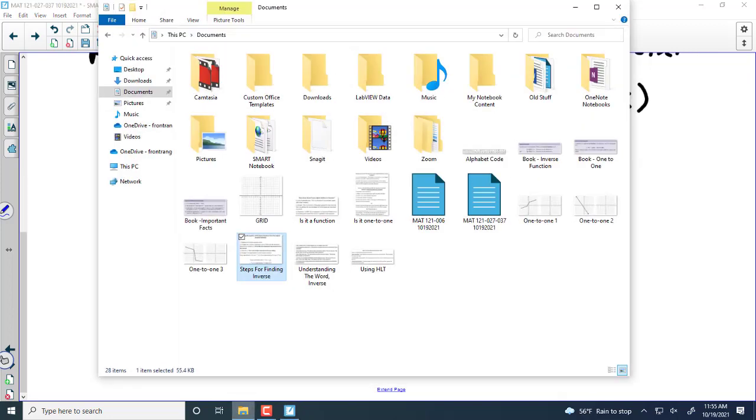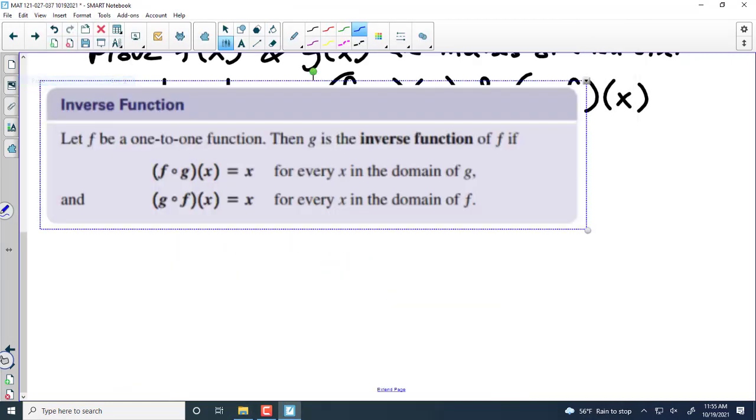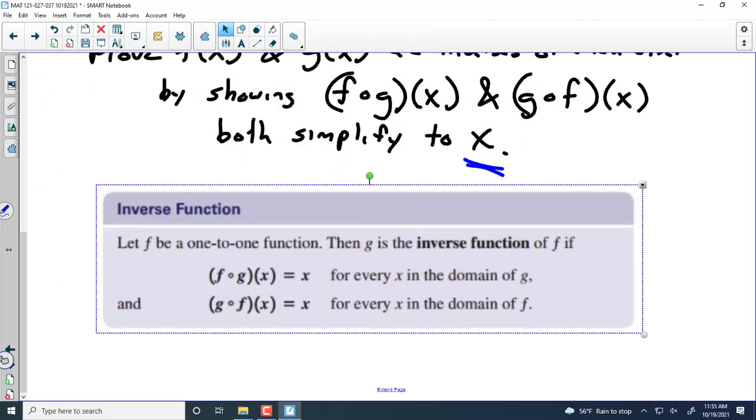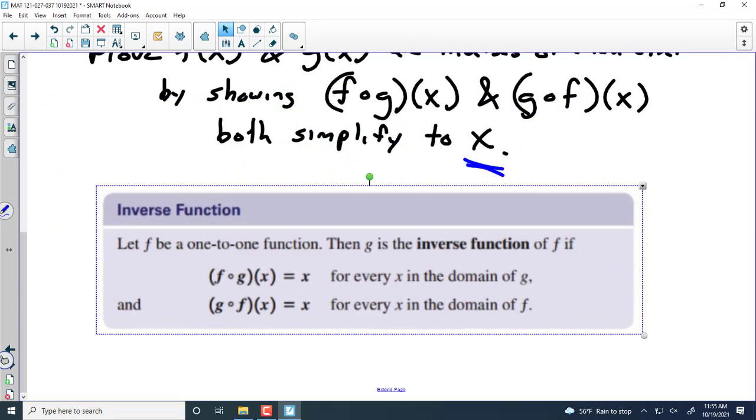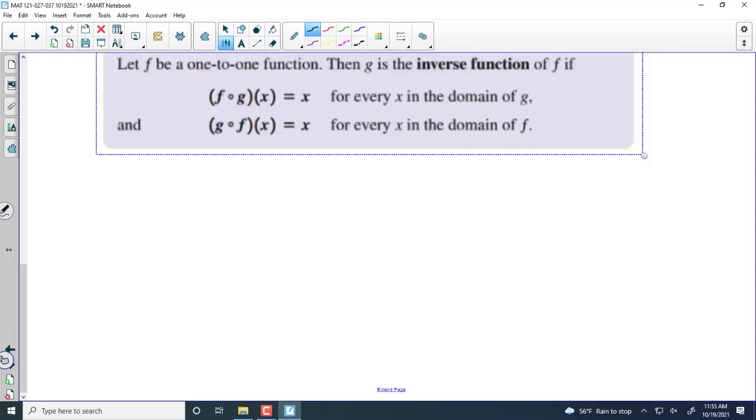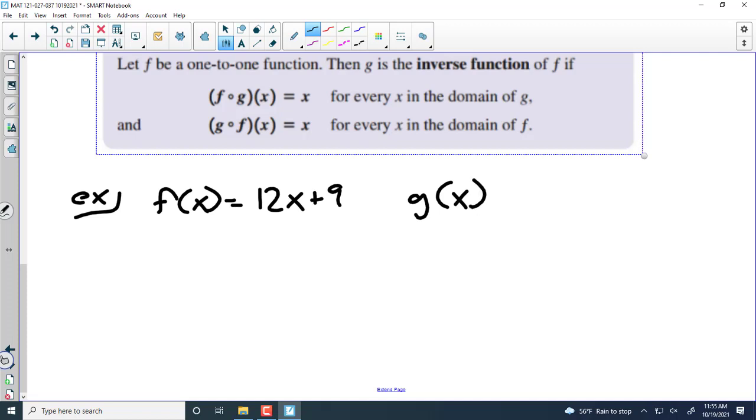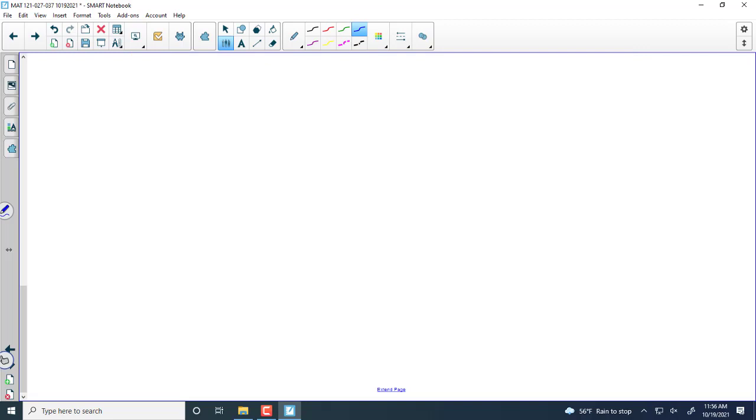By the way, this is not my idea. This is right here. Let f be a one-to-one function, then g is the inverse function of f if, when you compose them, it simplifies down to x. So would you like to see that work? Let me show it to you. All right, I'll just repeat the example down here. So we were saying f of x equals 12x plus 9, and g of x equals x minus 9 over 12. I know we haven't done this in a while, so bear with me here.